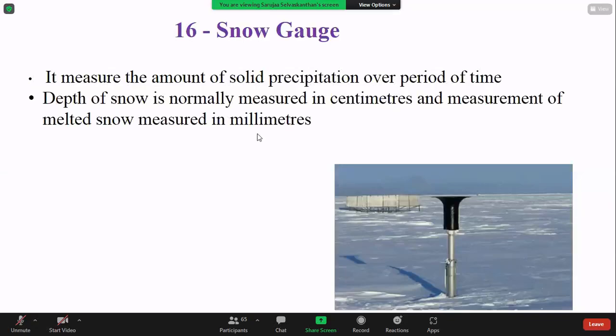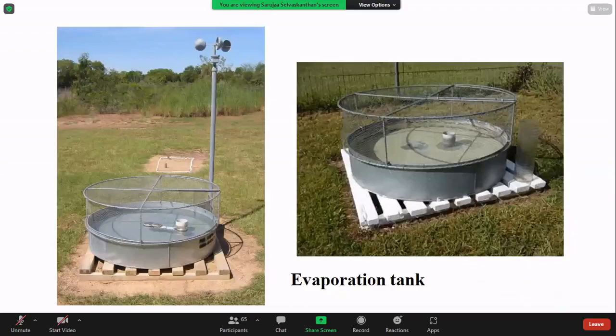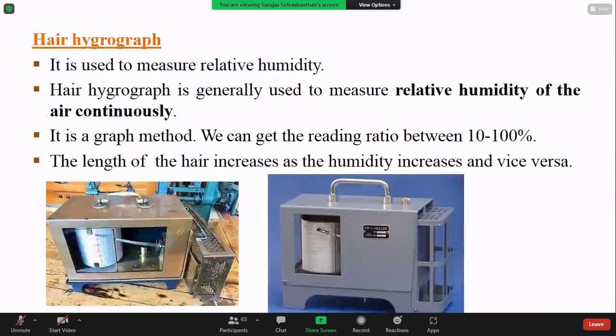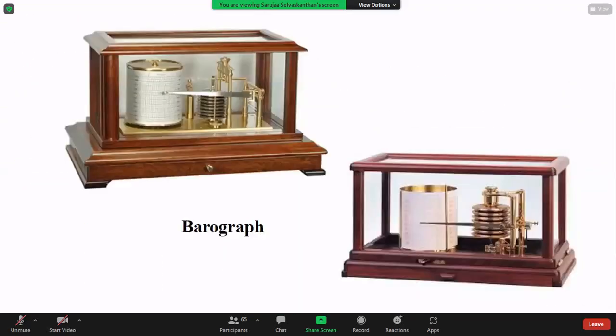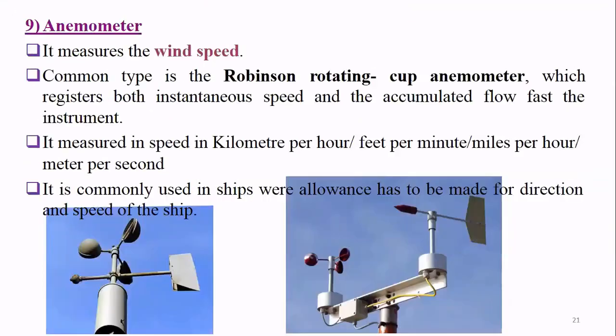Here I want to tell something also. We will finish the snow gauge; we use it to measure solid precipitation. Then the anemometer. Here you can see the anemometer. What is this?